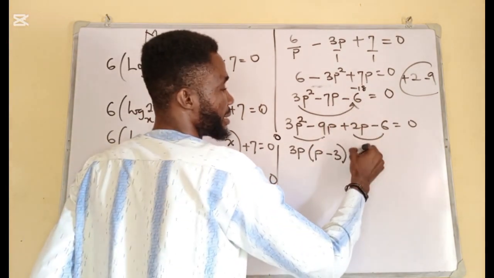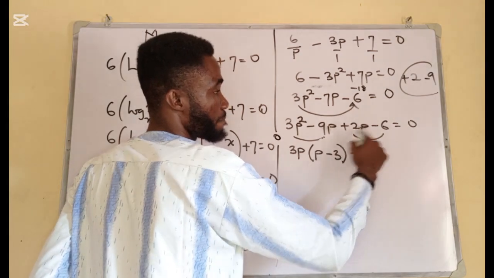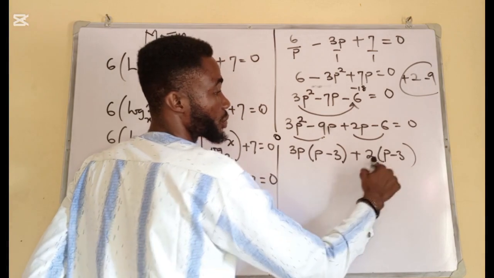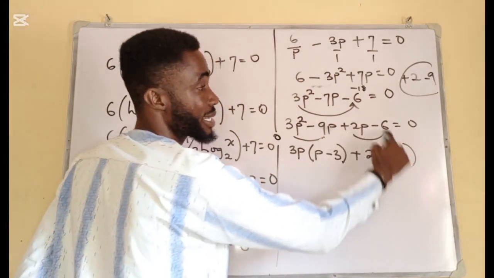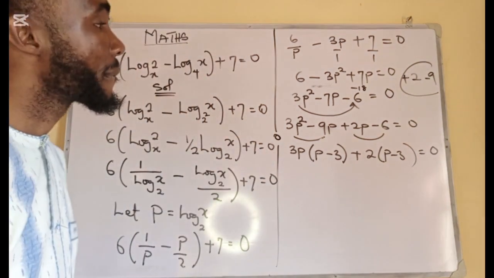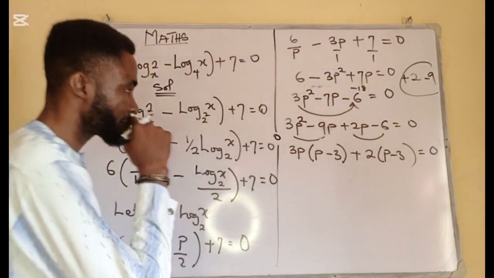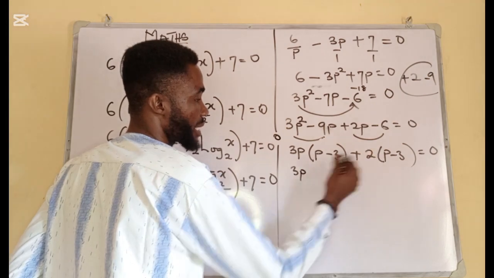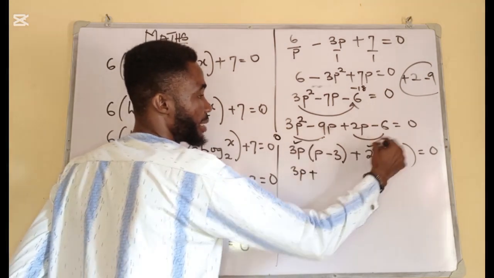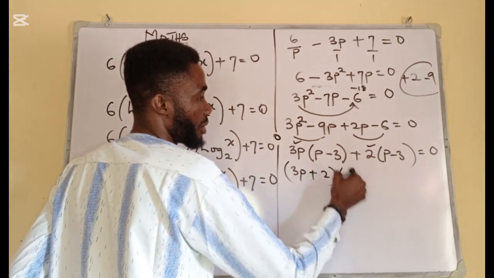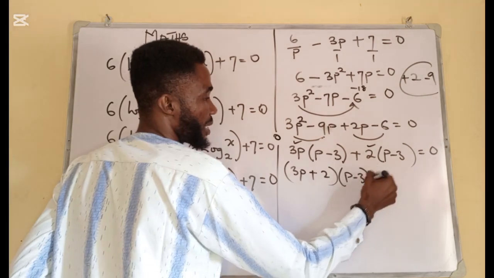What's common here? 2 is common here. I bring out my 2, I have p minus 3, because 2 times p will give me 2p, and 2 times 3 is negative 6, which is equal to 0. Are you following? Good. So from here, I have 3p. I'm picking the outside one, plus 2. Let me just go direct, equals to 0.